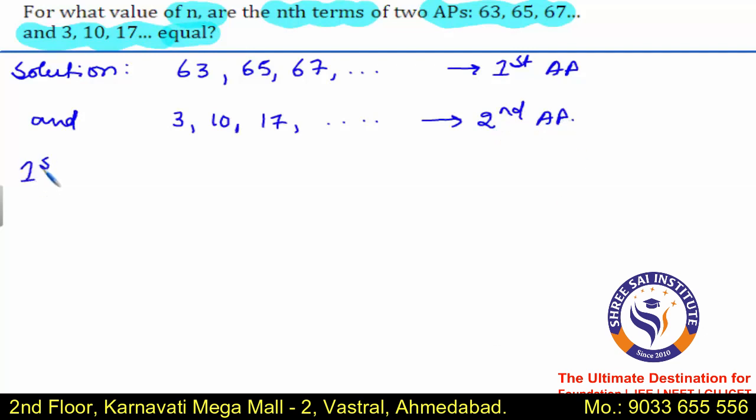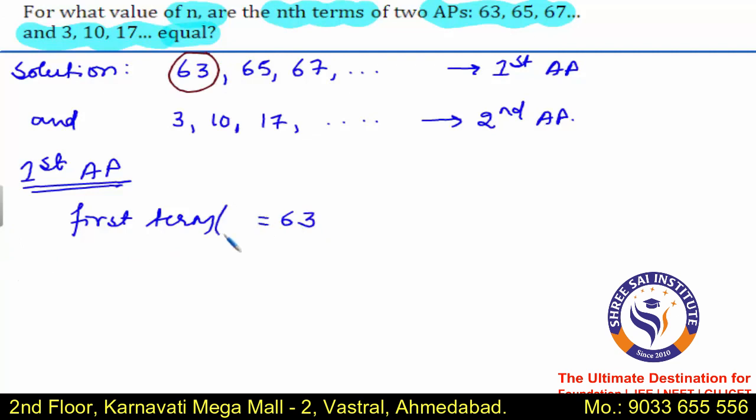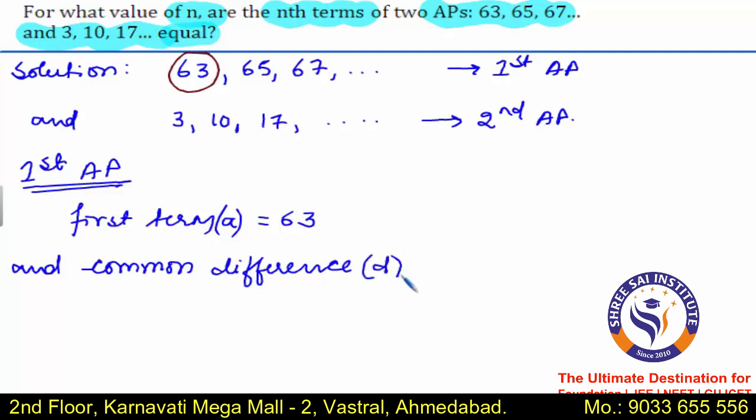Now first let us find the first term and the common difference of the first AP. First term, here as we can see, is 63. Let us denote it by small a, and common difference, denoting it by small d, is obtained by subtracting any term from its succeeding term, and the difference here is 2, since 65 minus 63 is equal to 2.